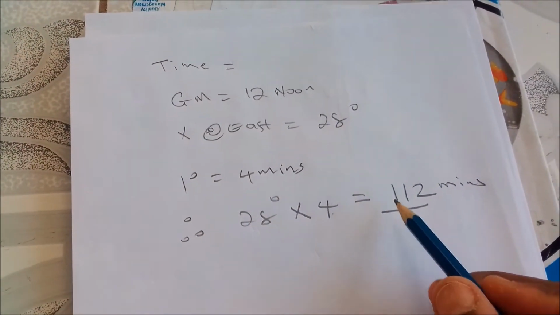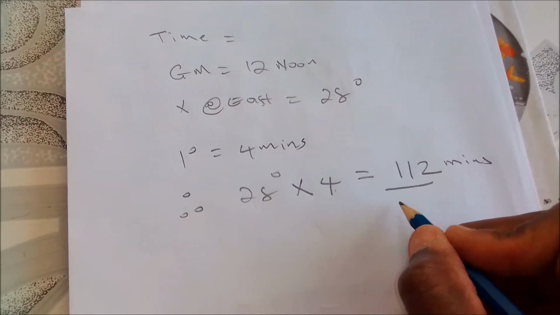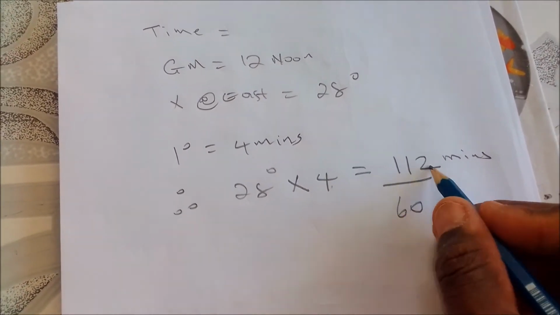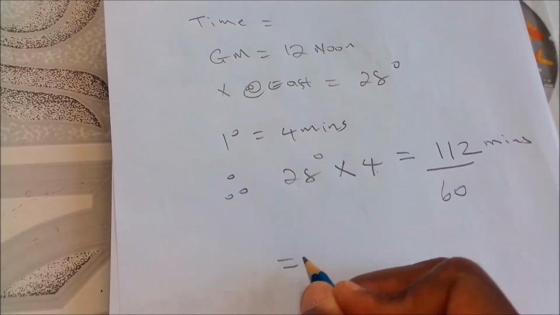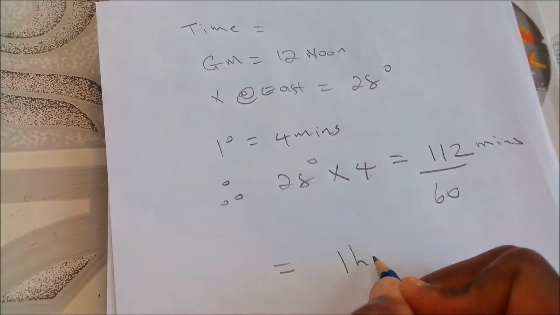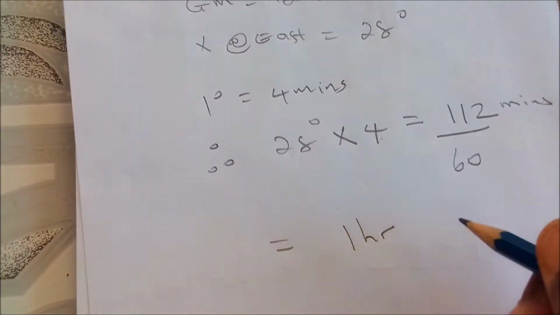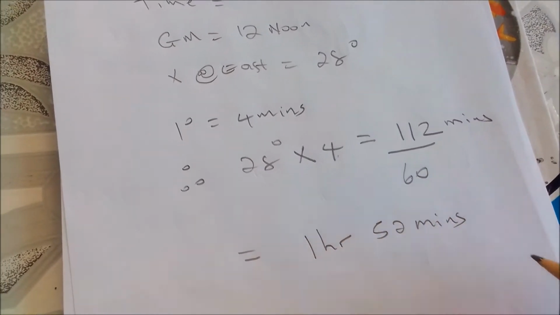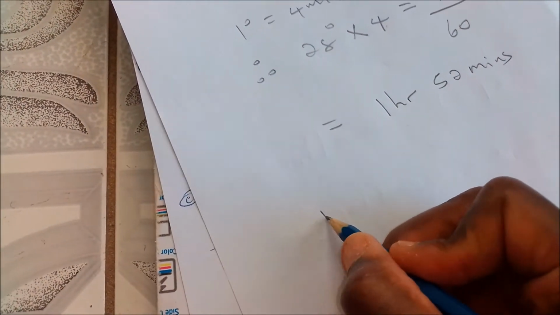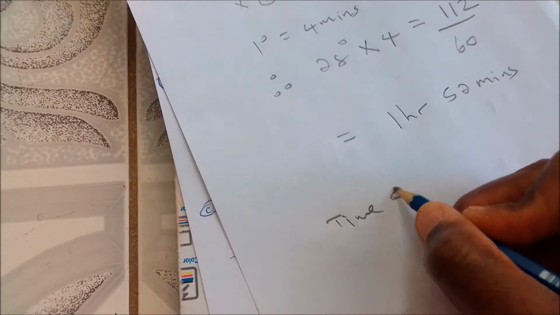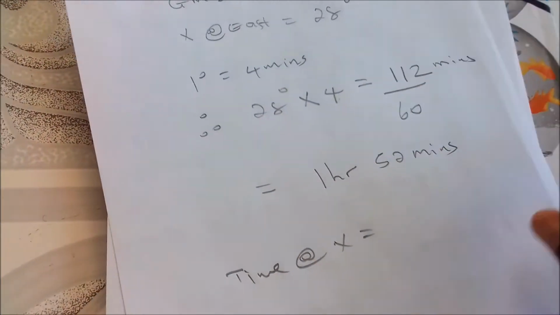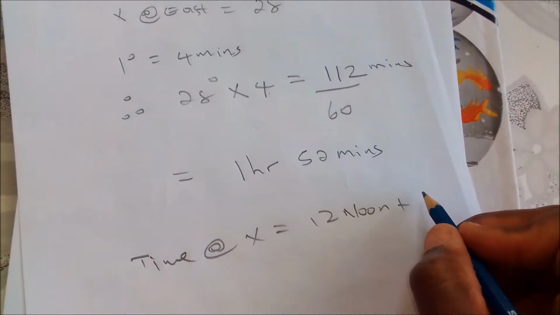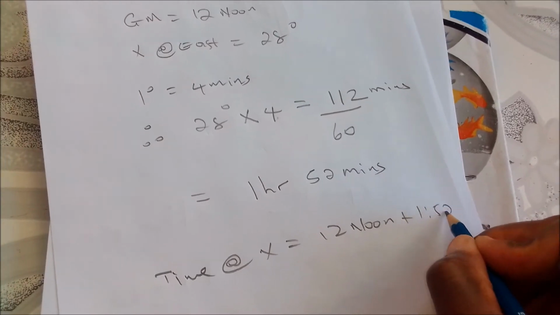Now you want to convert these minutes to hours. So therefore it will be 60, because you're trying to convert it to hours, right? 60 into 112 equals 1 hour, right? 1 hour, and I think it's 52 minutes. So therefore time at X equals 12 noon plus 1 hour and 52 minutes.